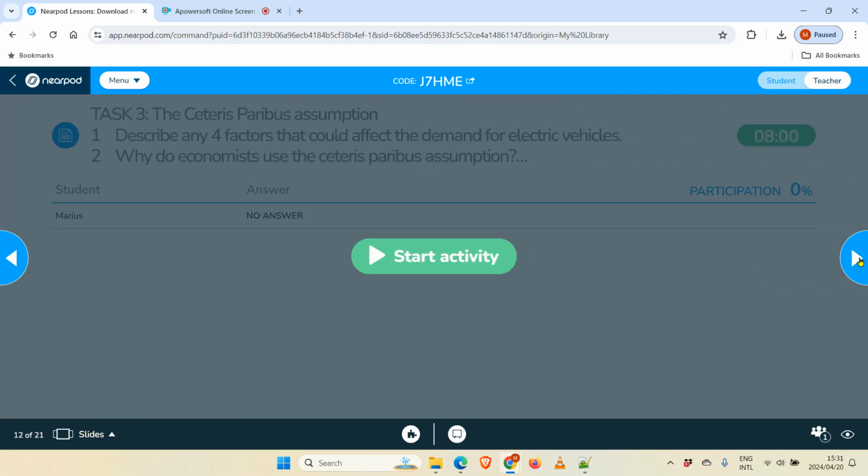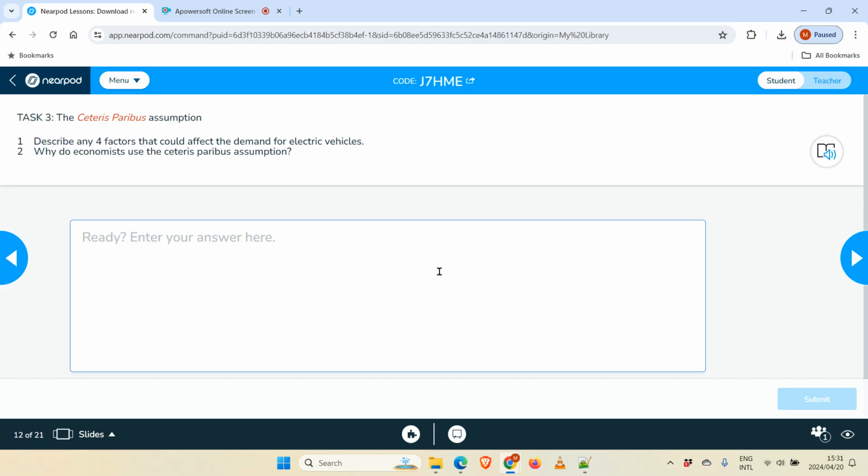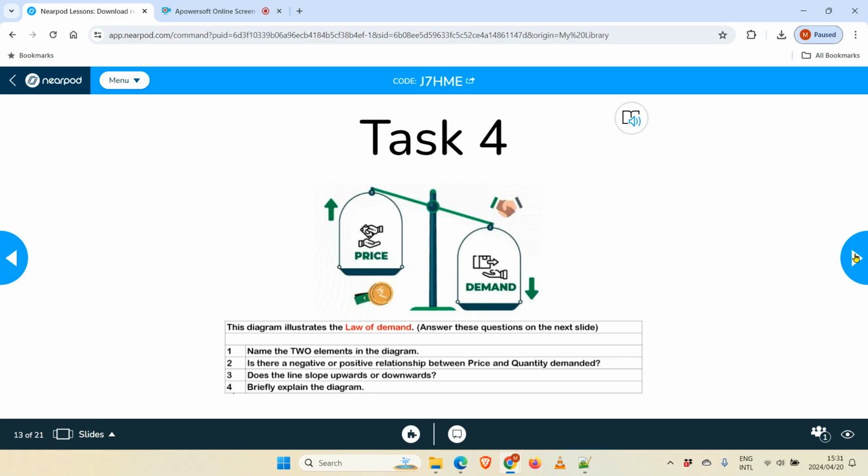Right, we're moving on. So again, the students will be given a time and a space to answer this activity. For the next task, our focus is the law of demand. Now, this diagram illustrates the law of demand.